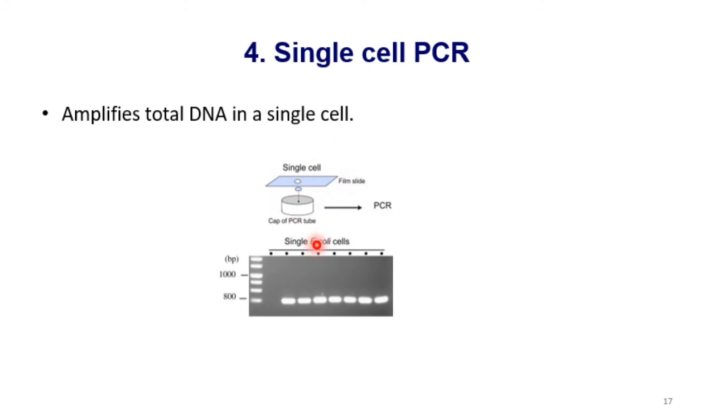Single cell PCR will amplify the total DNA from a single cell. Usually this is used for diagnostics, for example for bacteria like E. coli, because it works on a single cell.